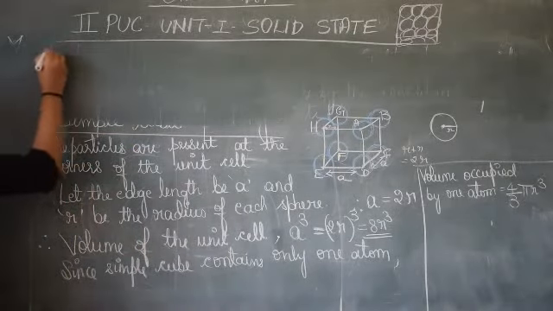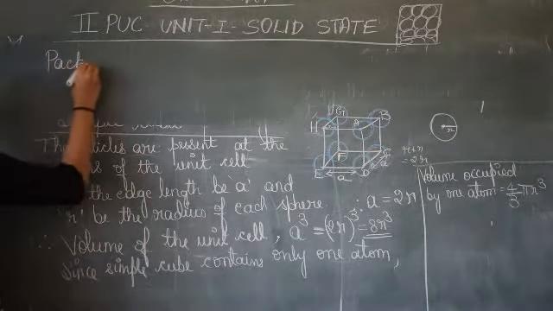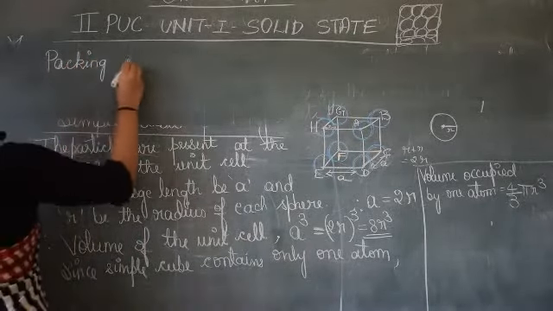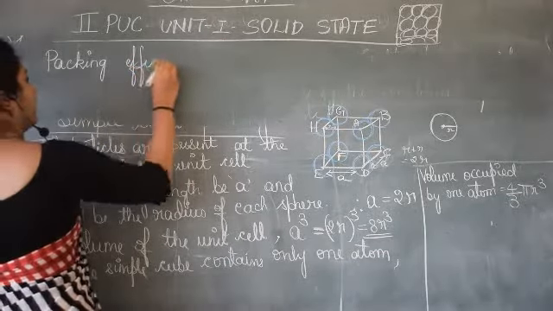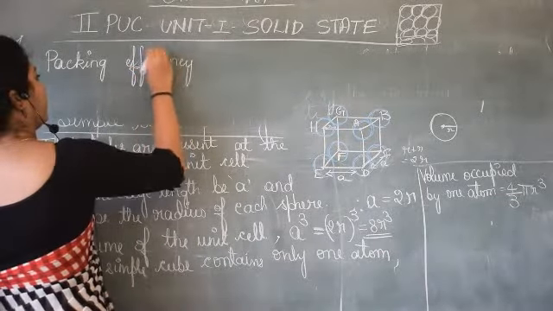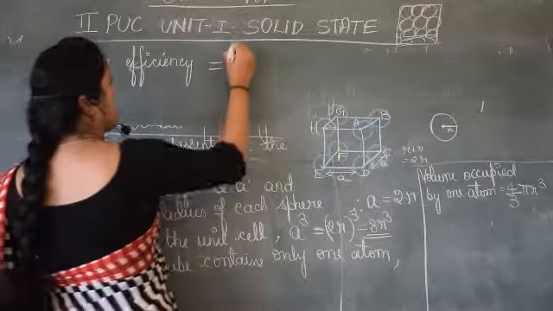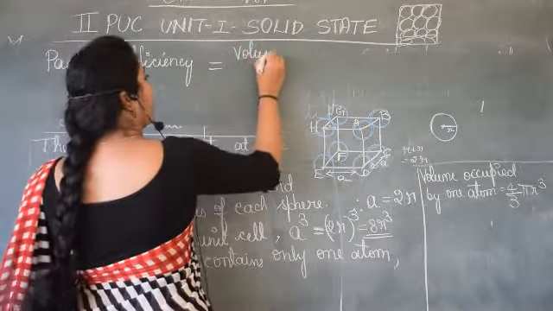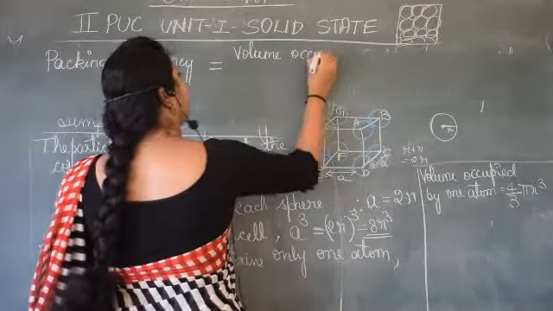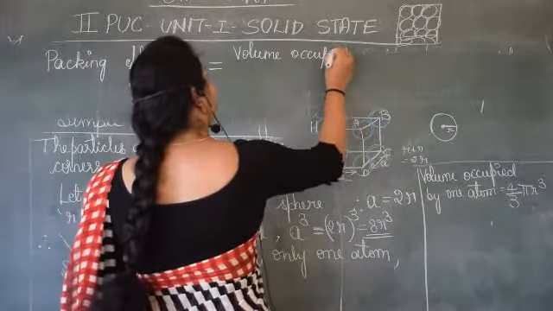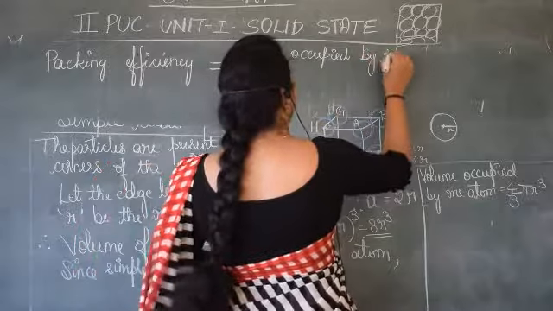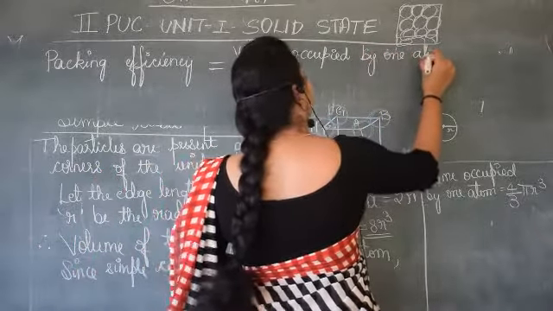Therefore, packing efficiency is equal to, the formula is, volume occupied by one atom. Since it is simple cube, we mention one atom.